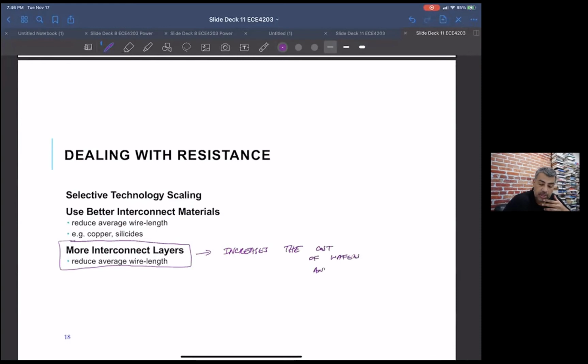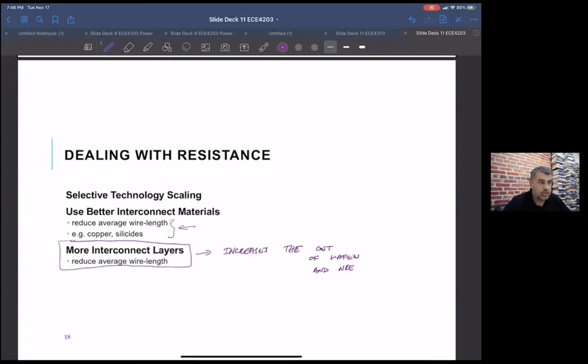And NRE for making the wafers. But you always want to get as much interconnect as you can, to get stuff as close together as you can to reduce the resistance. And the foundries are always trying to use better materials to reduce the interconnect resistance. But you really don't have much control over that. You kind of have what the foundry gives you.